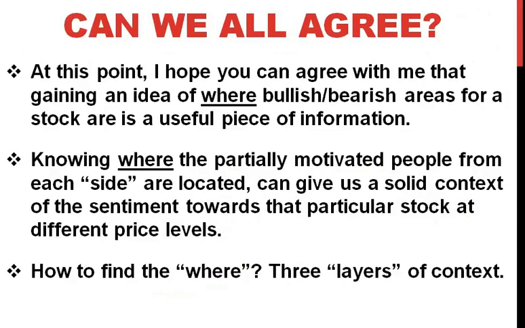So as I've been hinting, I hope we can now all agree that gaining an idea of where the bullish and bearish areas for a stock are, where the supply is, where the demand is, is a pretty useful piece of information. Knowing where the partially motivated people are from each side, putting on our psychological hats, playing psychologist here, I think that's pretty good, and it gives us a solid context of the sentiment towards a stock. It's one of those things where, how are people feeling? And as I've started to allude to with the game theory, you can start to base things off, okay, if the majority of people are feeling like this, then they may act like this, which means I should act like that to benefit me. So that's the context here. Knowing support and resistance is very, very important.